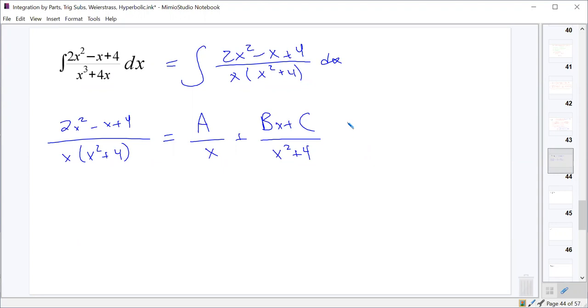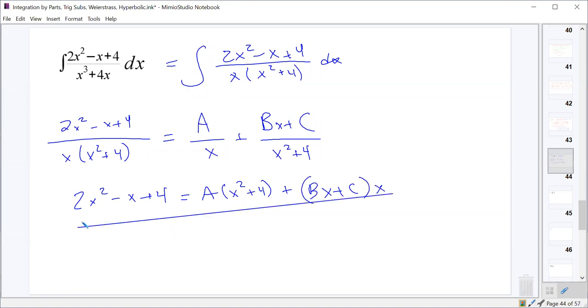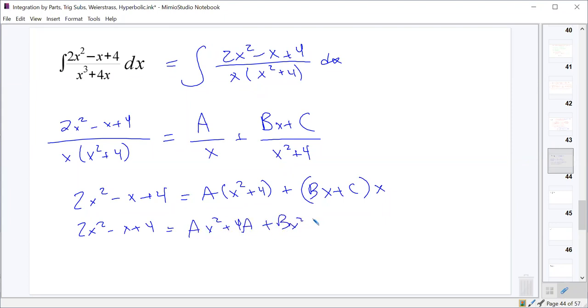Okay. So what do I need to multiply by? I need to multiply by x squared plus 4 for the first one and x for the second one, right? So A times x squared plus 4 plus Bx plus C times x. And that gives us 2x squared minus x plus 4 is Ax squared plus 4A plus Bx squared plus Cx. Everybody following along and good with that?